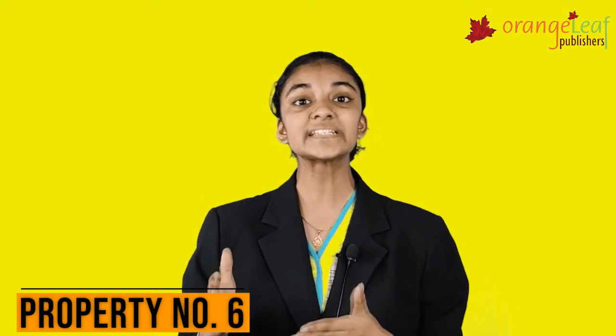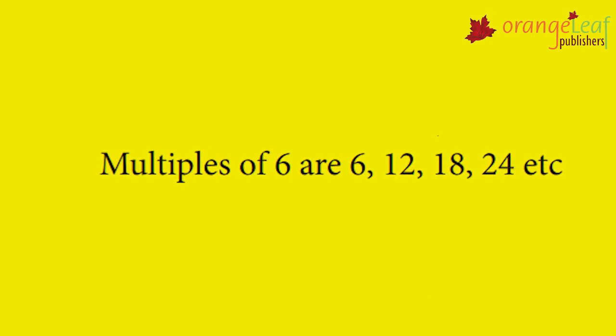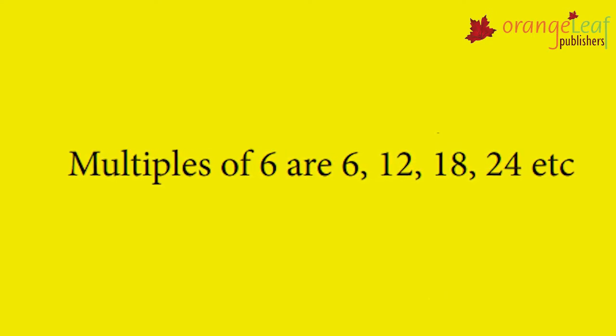Property number 6. Every multiple of a non-zero number is either equal to or bigger than that number. For example, the multiples of 6 are 6, 12, 18, 24, 30, 36, etc. Property number 7. A multiple of a number is divisible by that number. For example, the multiples of 5 are 5, 10, 15, 20, 25, etc. and they are all divisible by 5.